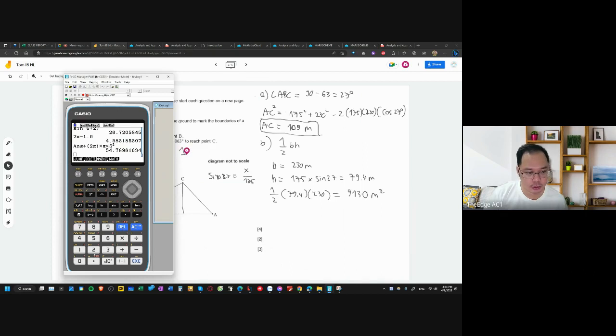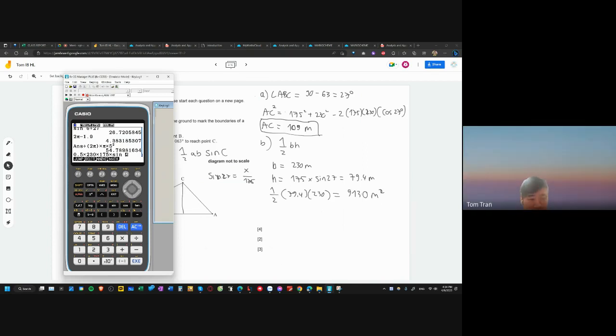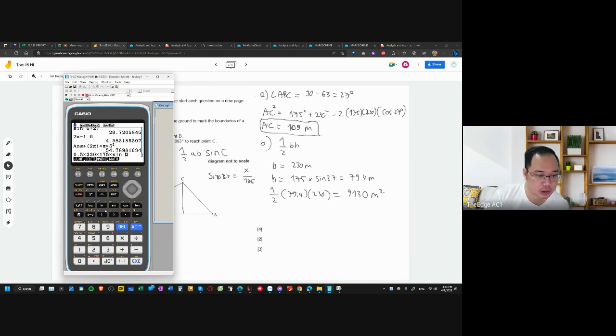Okay. 1/2, 0.5 times 230, and then times 175, and times sine of the angle 27 degree. Is it in degree or radian? It is in degree. Shift menu, angle, degree. Okay, 27 here.